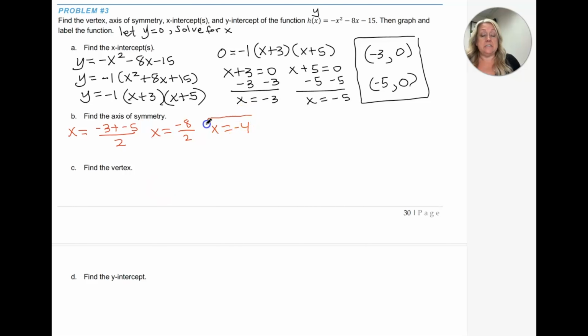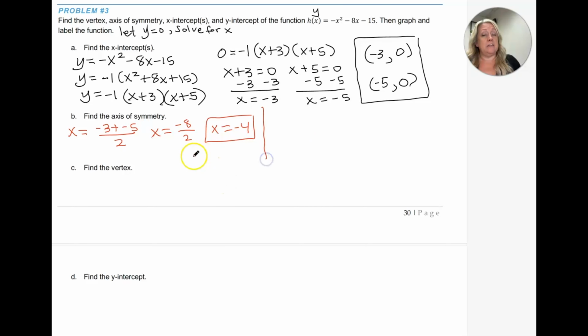So that is my axis of symmetry. That is the line that the parabola is halfway in between, that if you folded it over, one half would land exactly on the other half.